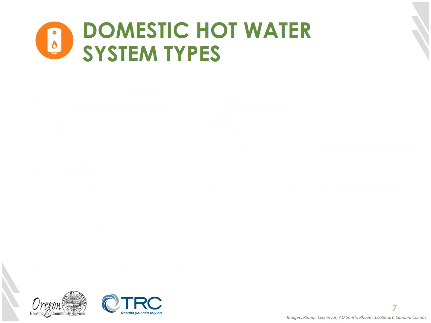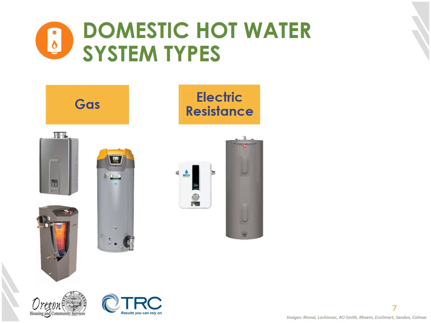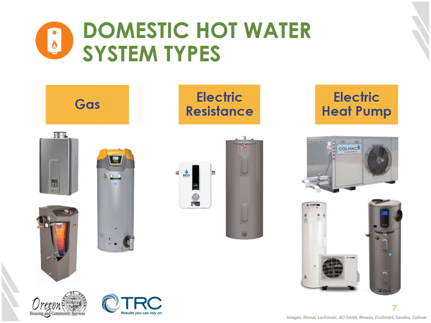Now let's talk about domestic hot water system types, starting with gas-based systems. These systems combust gas in a tankless water heater, maybe a tank-type water heater, or a boiler and separate storage tank. We might also have electric resistance water heaters, either an instantaneous water heater or a tank-type electric resistance water heater. The most efficient type of water heater we can install is an electric heat pump, which uses the refrigerant cycle to heat water 3 to 5 times more efficiently than an electric resistance water heater, and with none of the associated emissions of a gas water heater.